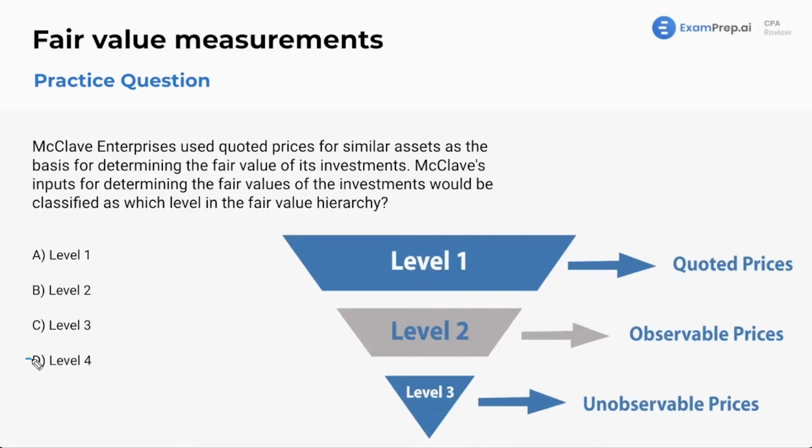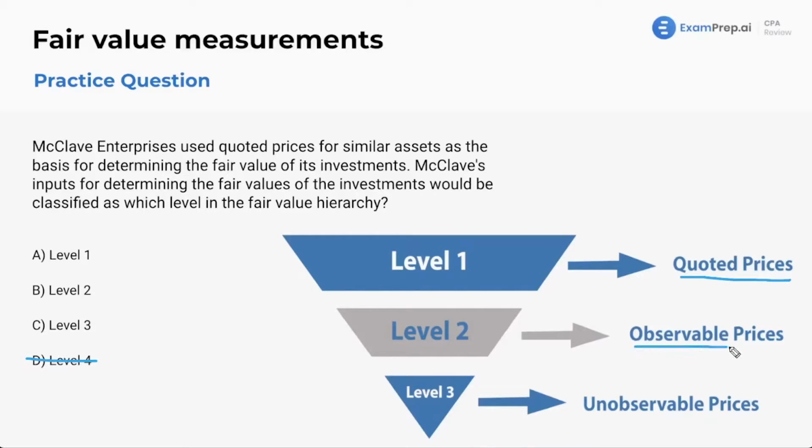First thing you notice is there's no such thing as a level 4. That's a distractor. That will always be wrong. Let's go through examples. Level 1 would be stocks. You can immediately look up and see stock prices regularly updated, the fair values online on Google, anywhere like that.